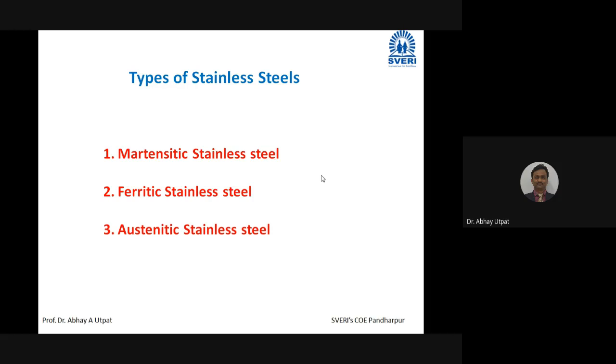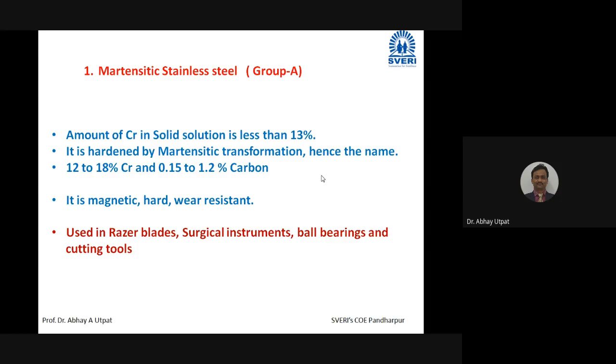Martensitic stainless steel is also called Group A type stainless steel. Read it. The amount of chromium in solid solution is less than 13. So our condition for good stainless properties is that it must be more than 13, but it has slightly less chromium in solid solution. It is hardened by martensitic transformation. Hence the name is martensitic stainless steel. So martensitic transformation, how to obtain it?